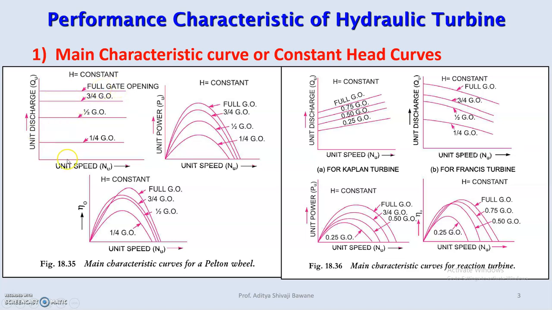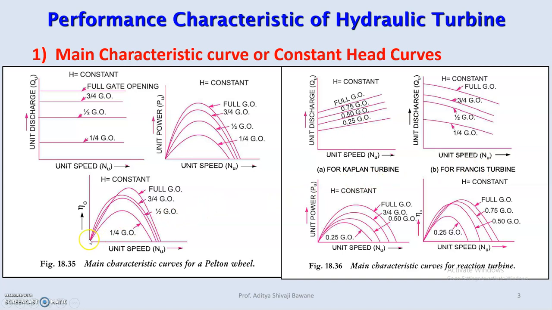From this chart I can conclude that discharge does not depend upon unit speed, that is, unit discharge does not depend upon unit speed. For Kaplan turbine it is increasing, so I can say as unit speed increases, unit discharge will also increase. But in case of Francis turbine, if you see this, it is slightly dropping. This is due to the centrifugal action of the fluid which is acted on by the scroll casing of Francis turbine.